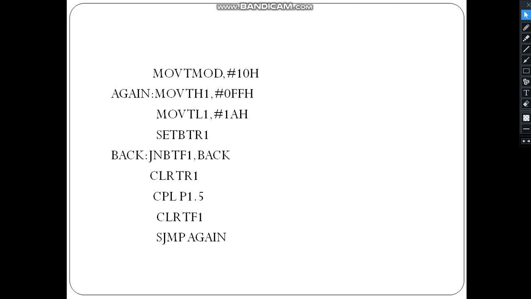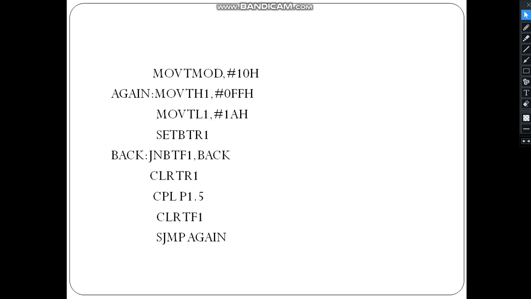We have already calculated the value that has to be loaded into timer 1. Since we are using timer 1, we have to use the TH1 and TL1 registers. They are loaded with the appropriate values, that is FF is loaded into TH and 1A is loaded into TL. The next step is to start the timer, that is, the timer 1 run control bit has to be made 1. That is done using the instruction SETB TR1.